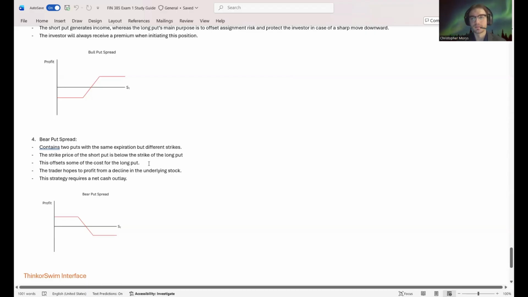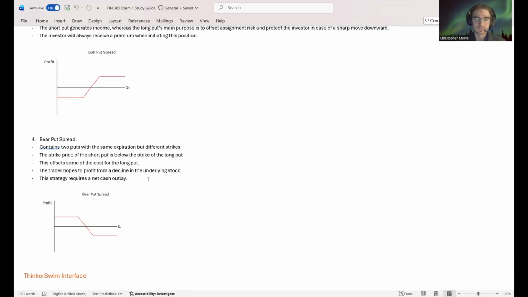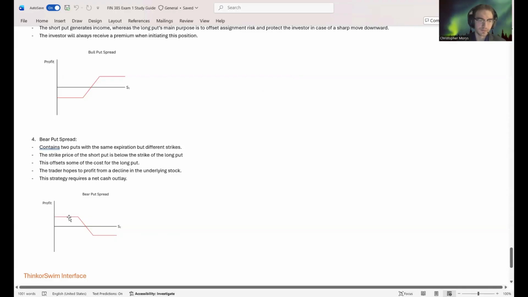Because remember, in the long put, as a buyer, you are paying a premium to the short position. In this case, the trader hopes to profit from a decline in the underlying stock. Bear in the name makes sense. And the strategy requires a net cash outlay as you have to pay for the premium from the short put.